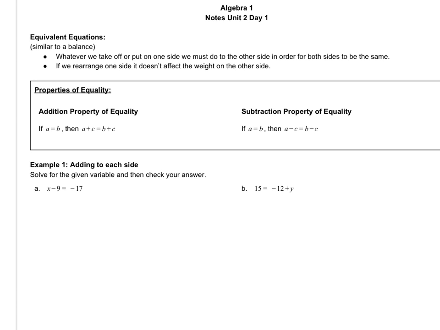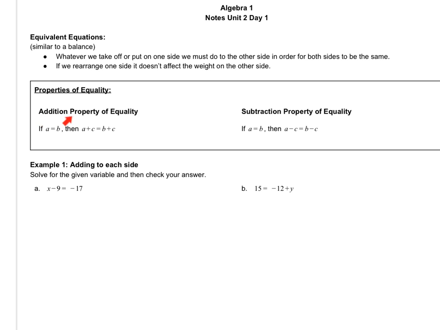Today we're going to talk about equivalent equations. Whatever we take off or put on one side, we must do to the other side in order for both sides to be the same. If we rearrange on one side, it doesn't affect the weight on the other side. There are two properties we're going to go over today.